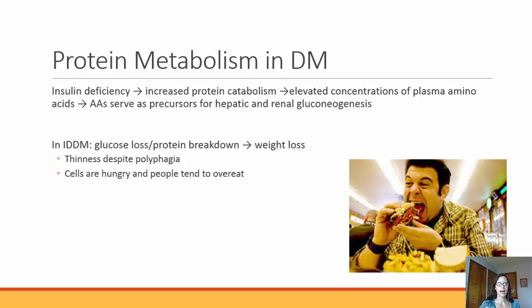And once we start breaking down these proteins, and remember, we're losing glucose in our urine, this is going to lead to weight loss, despite the fact that people who have type 1 diabetes may be eating all of the time. Our cells are still hungry, and so people may still be thin if they're type 1 diabetic. It can lead to weight loss.